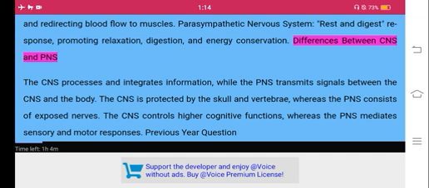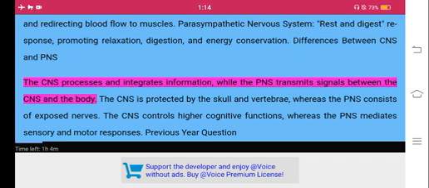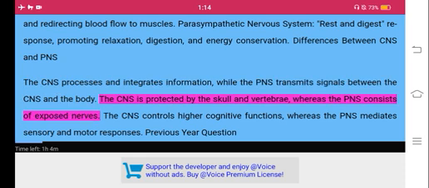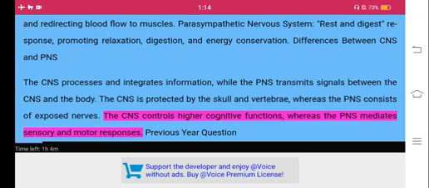Differences between CNS and PNS. The CNS processes and integrates information, while the PNS transmits signals between the CNS and the body. The CNS is protected by the skull and vertebrae, whereas the PNS consists of exposed nerves. The CNS controls higher cognitive functions, whereas the PNS mediates sensory and motor responses.